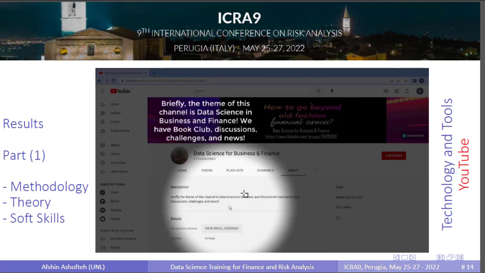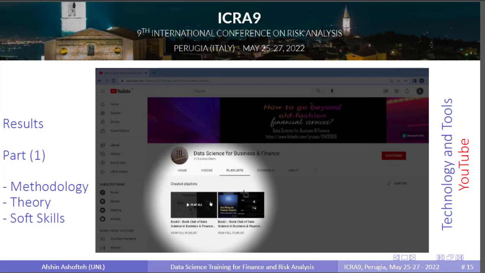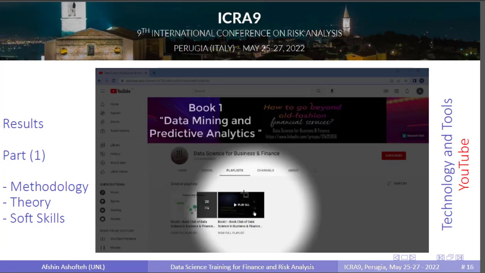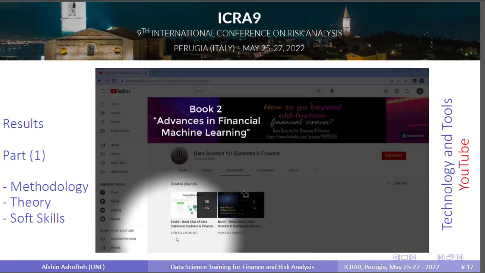Briefly, the theme of this activity is providing a platform for a book club, presenting the book, and being familiar with many good educational resources, of course, about data science on YouTube as a quick complementary reference for data science topics. As you can see, by now, two books are presented. One book is about data mining and predictive analytics, and the other book is about financial machine learning.